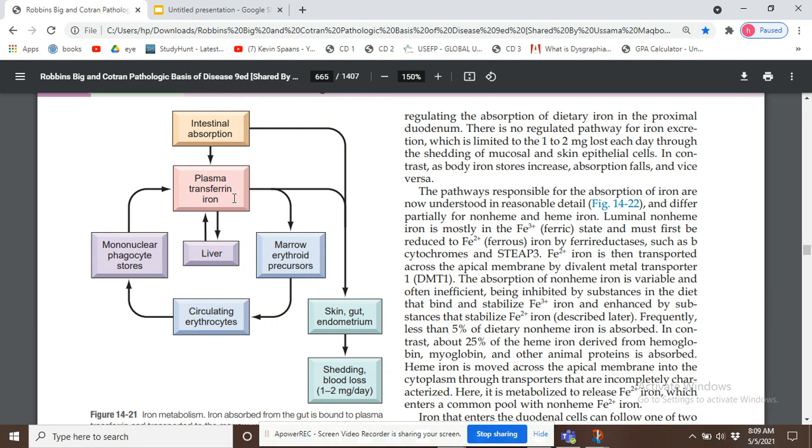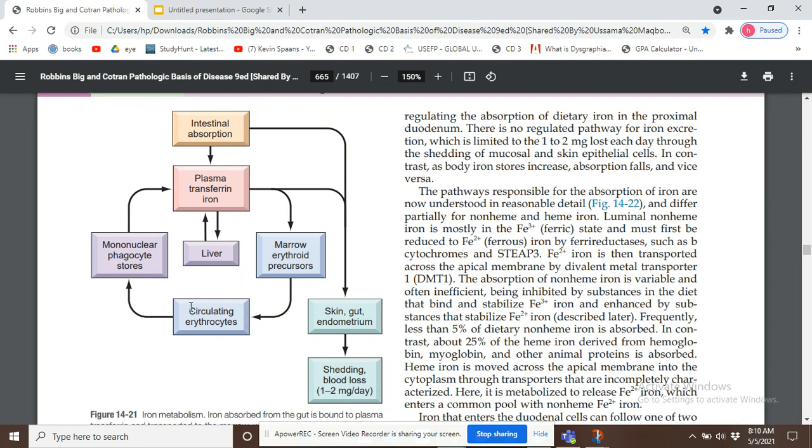In the synthesis of hemoglobin, and this plasma iron transferrin also takes iron to the skin, gut, and endometrium. And from here, some of the iron is lost from the skin, from the shedding of the gut, and from the endometrium in the form of menstruation. Daily loss of iron is 1 to 2 milligrams per day.